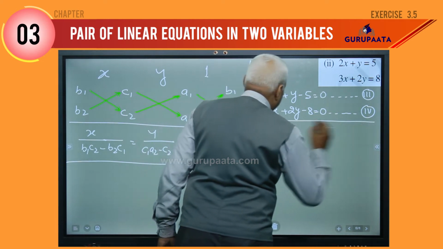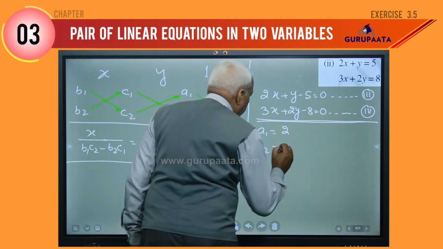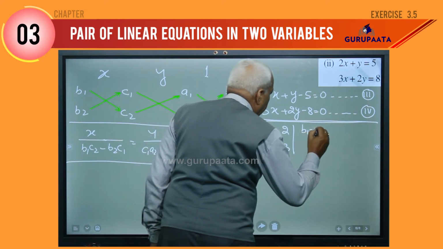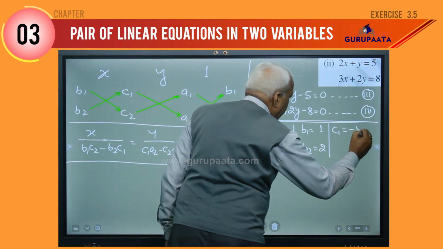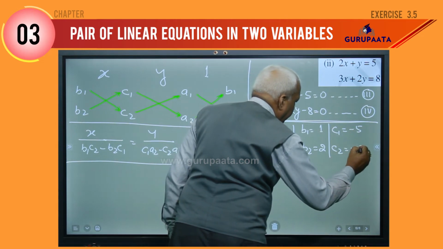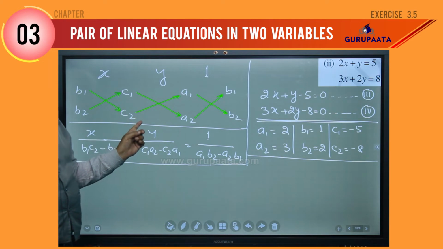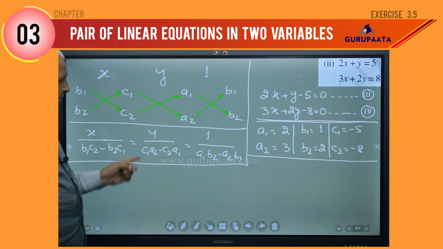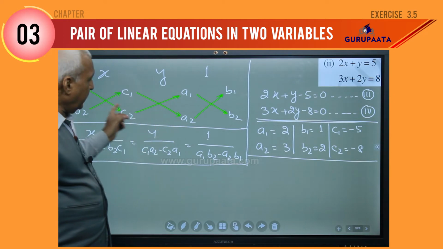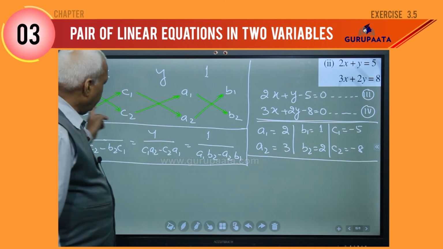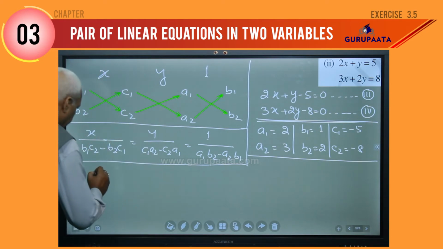I am drawing a line over here and again writing a1 equal to 2, a2 equal to 3, b1 equal to 1, b2 equal to 2, c1 equal to minus 5, c2 equal to minus 8. I have told you that this diagram is to be remembered and the values put in, then it will be easy to find the values of x, y and the constant 1. I have drawn the figure for your convenience, I will only put the values.